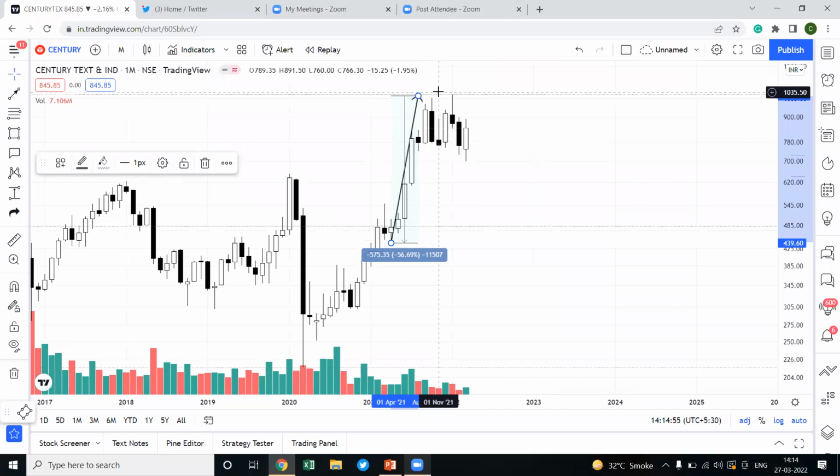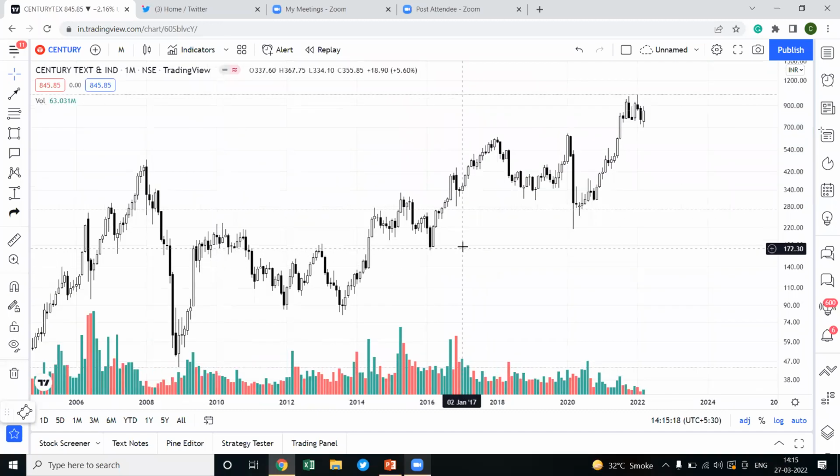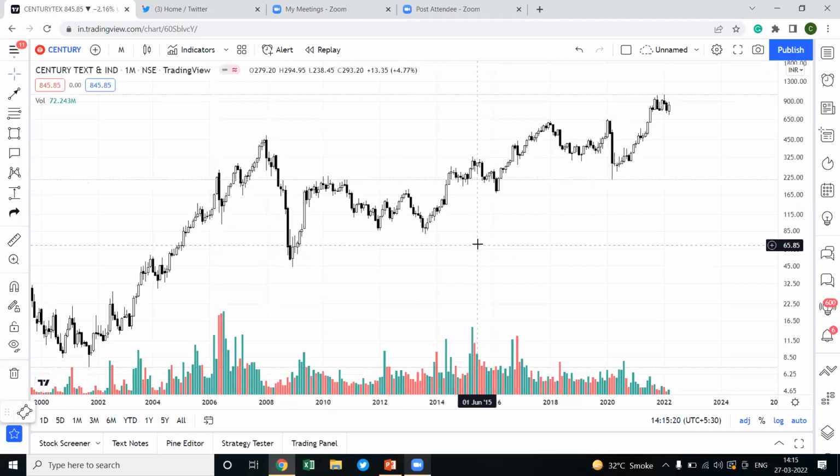All of this is defined from the price target itself. You then have to look at the Fibonacci targets as well. But on the monthly time frame, 700 is a very good support zone for Century Textile, whereas the resistance level is the 1000 level. So unless and until these two particular levels are broken, the stock would be trading in this particular range itself. I hope I've solved the question.